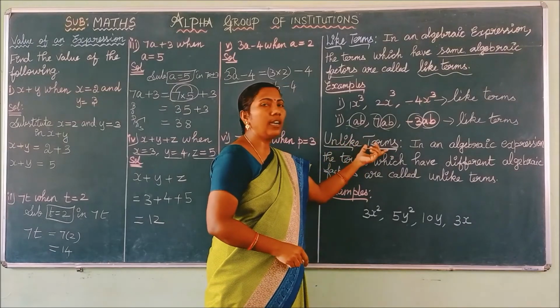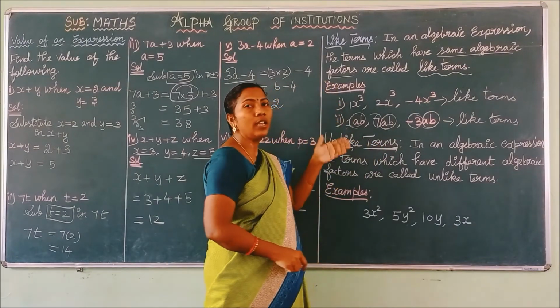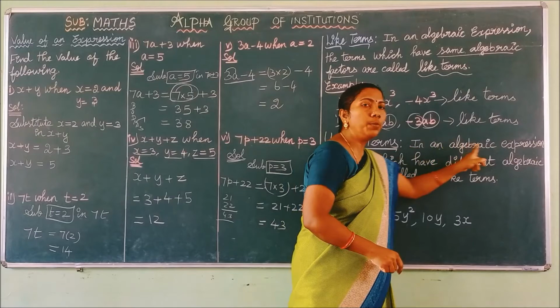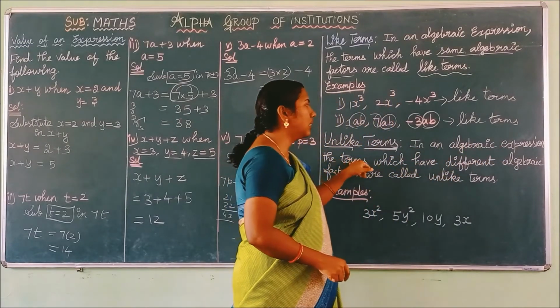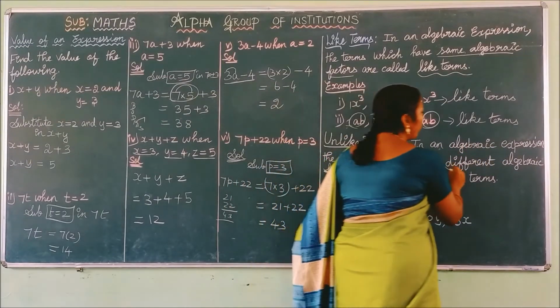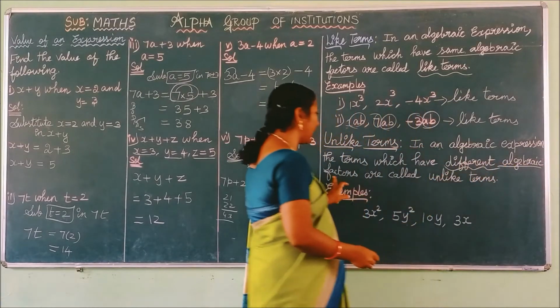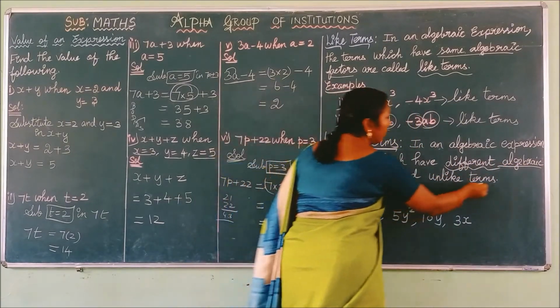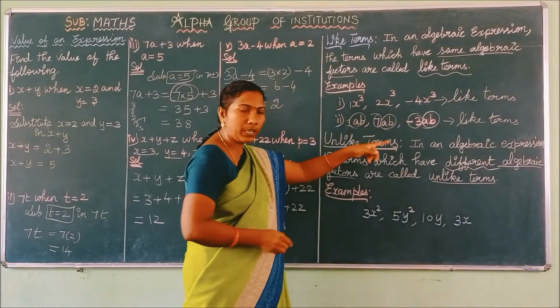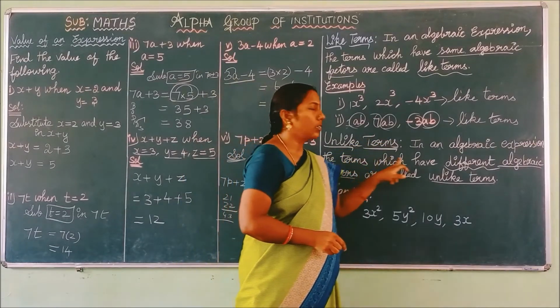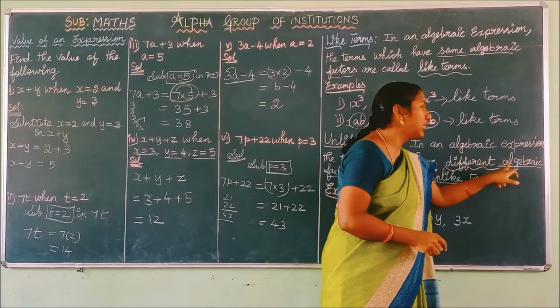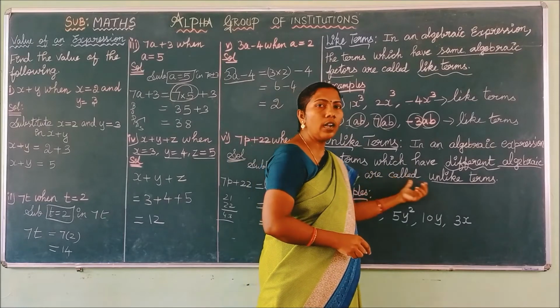What is meant by unlike terms? It is just the opposite of like terms. In an algebraic expression, the terms which have different algebraic factors are called unlike terms.